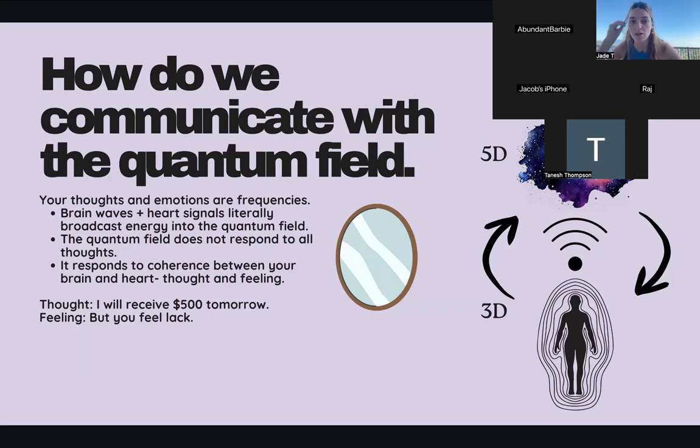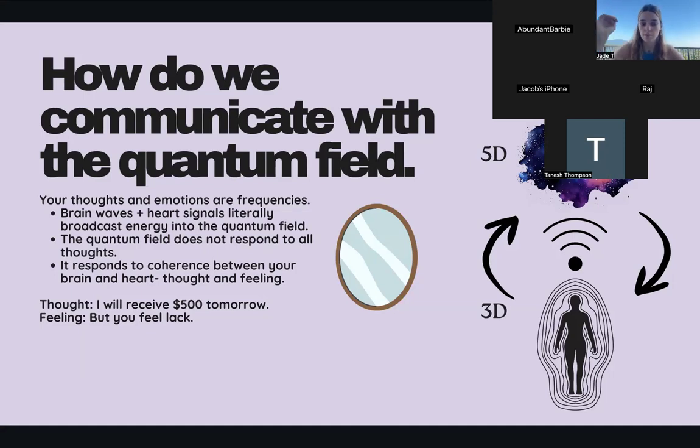Okay, so the signals that your brain and your heart send broadcast energy. And the quantum field doesn't respond to, thankfully, all thoughts. We have 65,000 thoughts a day, 90% of them repetitive, 80% of them negative. Imagine if the quantum field responded to all of our thoughts. Thank God, we have a protection mechanism built into us that doesn't allow that. It's only when we are in a coherent signal between the thought and the feeling that it actually gets broadcasted and read, because it's a very strong signal.